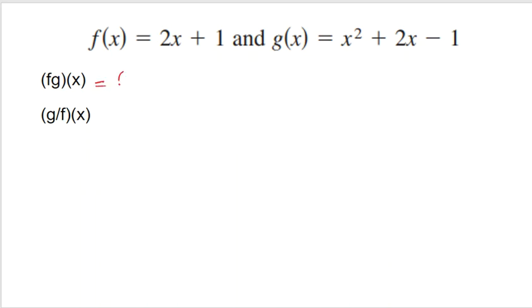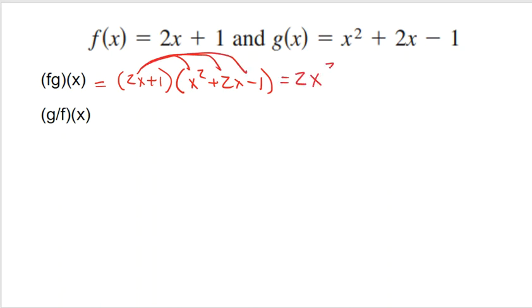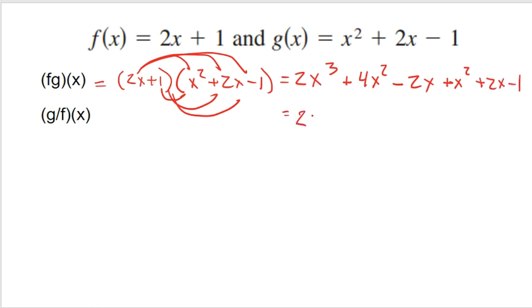So if I'm going to multiply, I'm going to take 2x plus 1 and multiply it by x squared plus 2x minus 1. And I've got to follow the ground rules, right? Distribution. So I've got to distribute the 2x, which gives me 2x cubed plus 4x squared minus 2x. And then I've got to distribute the 1, and I get 1x squared, or positive x squared, plus 2x minus 1. And then I've got to combine like terms, again following the ground rules. Sorry, I keep repeating that.